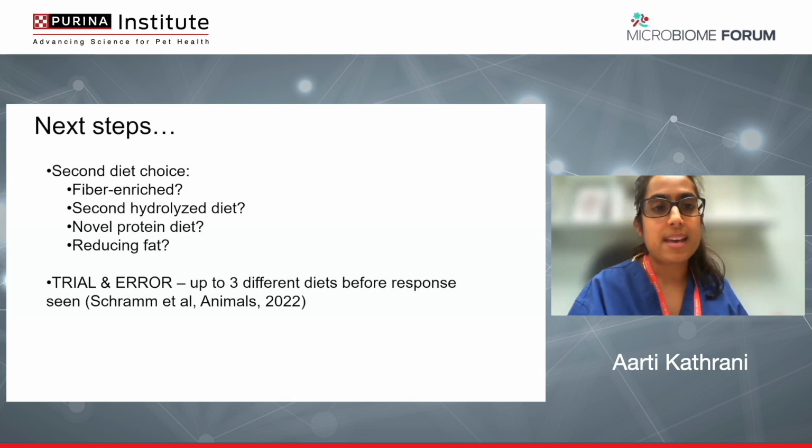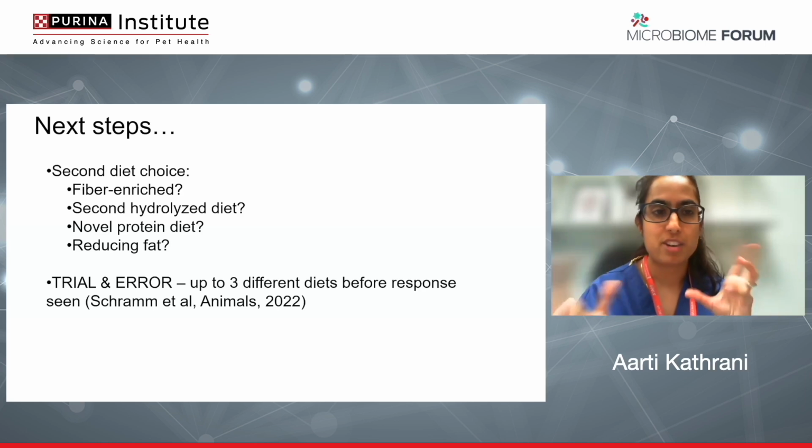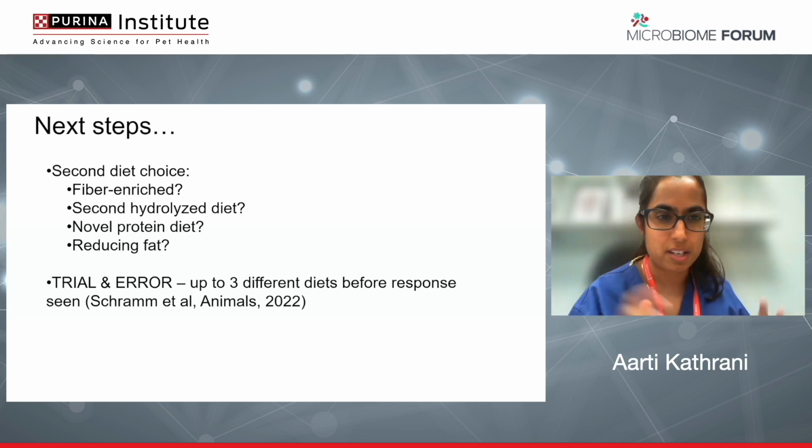And your choice here could have been fiber enriched. I really wanted to try fiber enriched as a second approach. Typically, when I have large bowel diarrhea cases, I usually try hydrolyzed first if it hasn't been tried, and then I try fiber enriched as my second category. I know some nutritionists who will try fiber enriched first. We're actually doing a study to compare dogs with large bowel diarrhea that have responded to hydrolyzed or failed hydrolyzed, responded to fiber enriched, just to see what the different characteristics are.